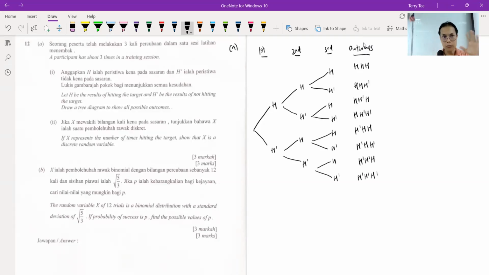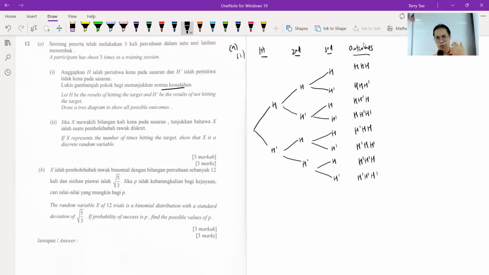Okay, so they say showing all the kesudahan, menunjukkan semua kesudahan. You have to show that, all the outcomes. And then after that, this is just Roman 1. Jika X mewakili bilangan kali kena sasaran, tunjukkan bahawa X adalah satu pemboleh ubah rawak discrete.